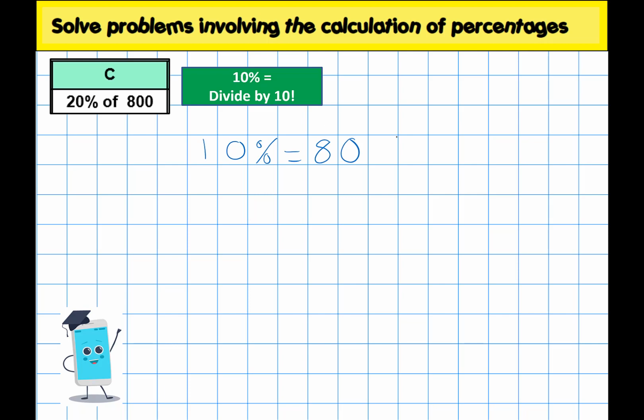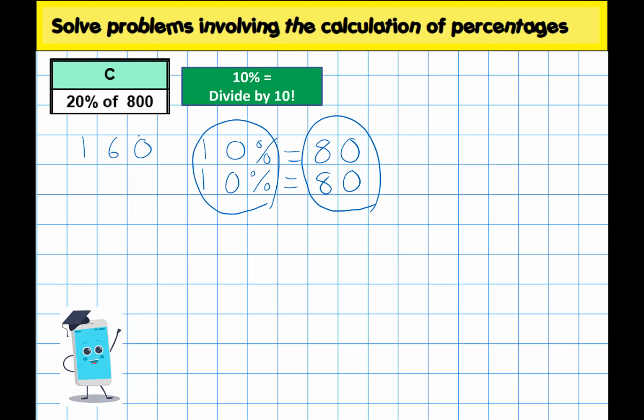How could I use my 10% to find 20%? Well, I can multiply that by 2, or I could just write out another 10%. These add to 20%, and these are going to add to my answer. 80 and 80 is 160. If you haven't given any of this a go by yourself yet, then I recommend this is the time to have a go at the other ones by yourself.